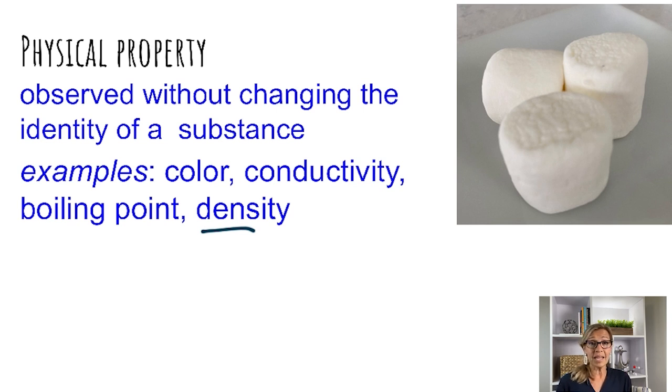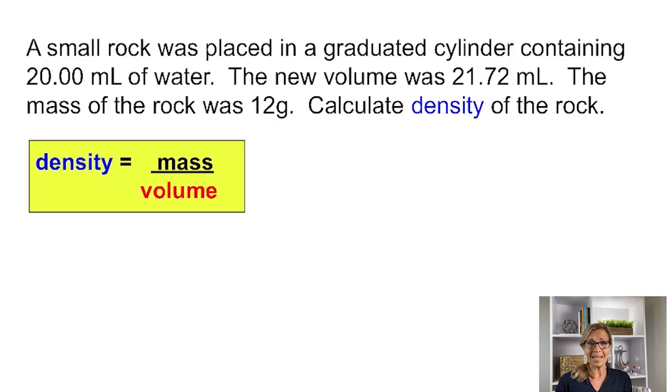That substances have different densities. Marshmallows would have a very low density compared to maybe a metal or something like that. So let's look at a density problem, because I know you'll need to know how to do these. So let's say that we had a rock and we wanted to find the density. Well, density is the mass of an object divided by its volume. So the mass is easy. I can get that on a balance. But volume is a little tricky.